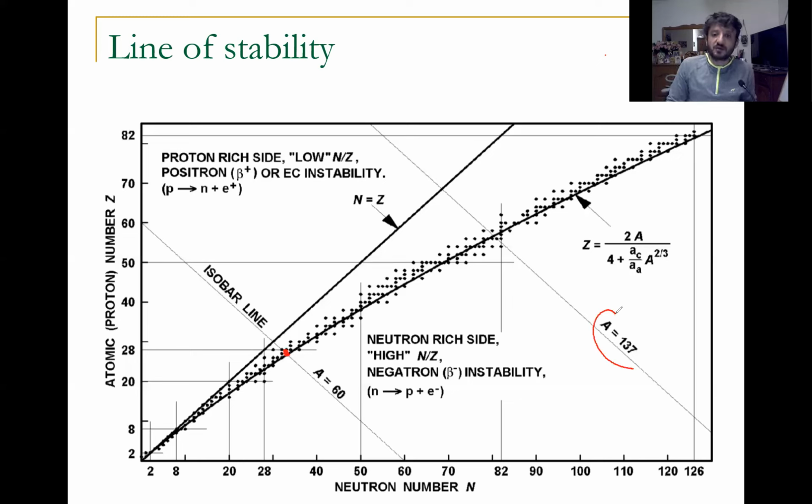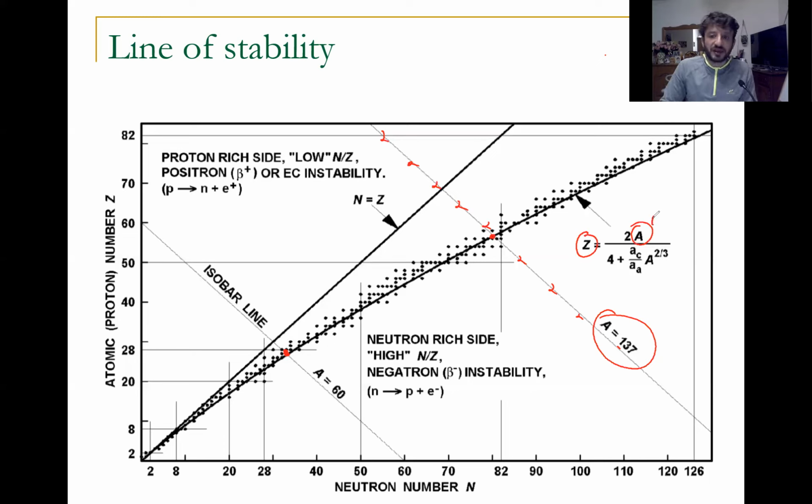And for A equals 137, one of the nuclei here, we have one most stable nucleus. It's on the line. And so on. We can take any value of A and we can find the most stable nucleus. How? We can find an expression for the equation of this line. This line has an equation between Z and A.